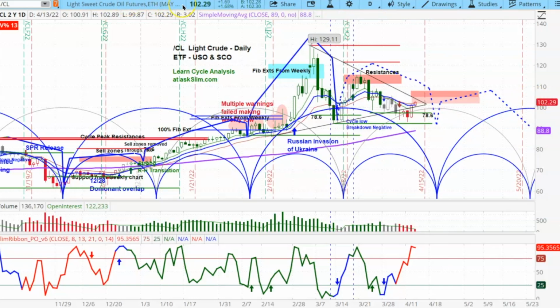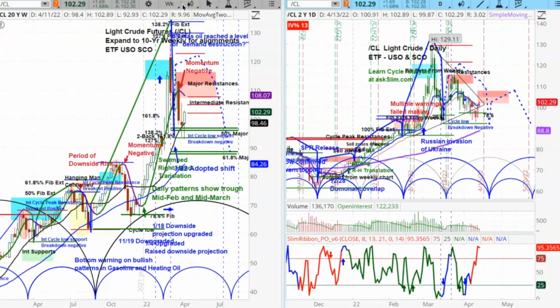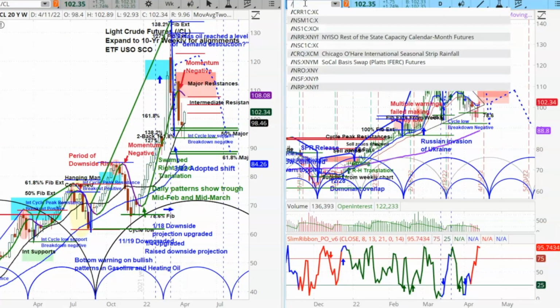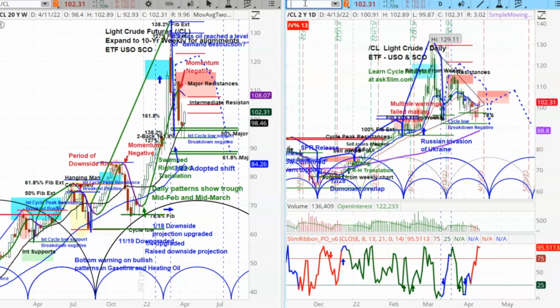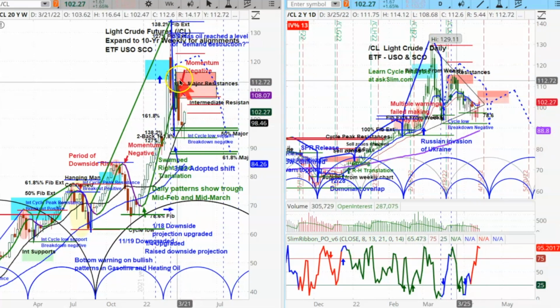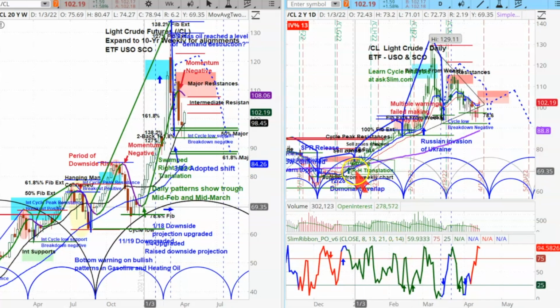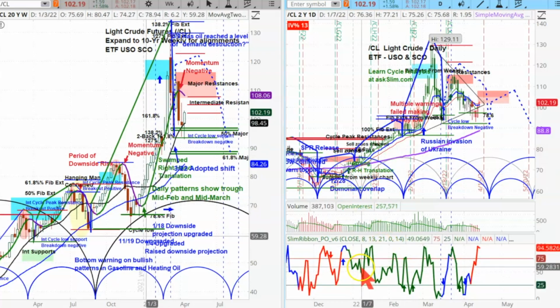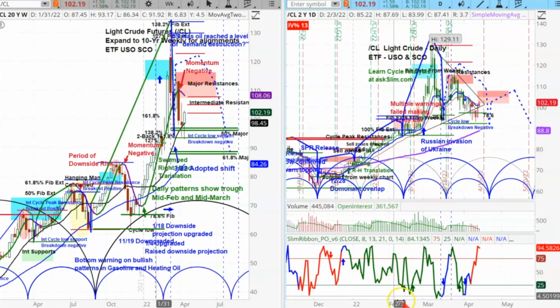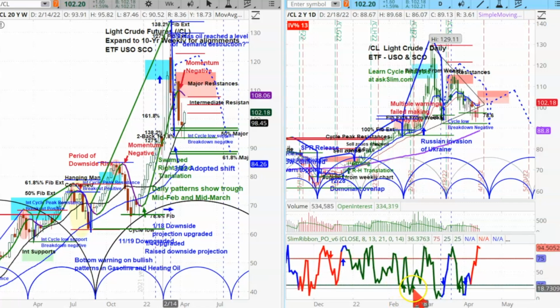So we're in for what I think is a range-bound area for the light crude market, and very likely for the other energy contracts. One more thing before I leave this, I want you to note, not only is this a negative momentum in here, but the slim ribbon PO, which the slim ribbon turned positive way back over here, and then the PO turns green.